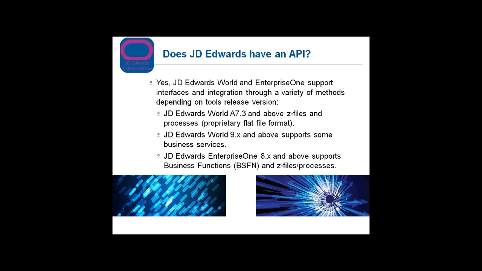So first of all, in terms of how do we integrate to J.D. Edwards, most of you know, of course, that there are ways of doing this, and depending upon your version, how you integrate is going to change. There's essentially an API or capability for integrating with J.D. Edwards. With World A7.3, the method that's provided is essentially Z-file processes. This is a proprietary flat file format from J.D. Edwards, and we can utilize that to accomplish and achieve integration with your older version of J.D. Edwards.